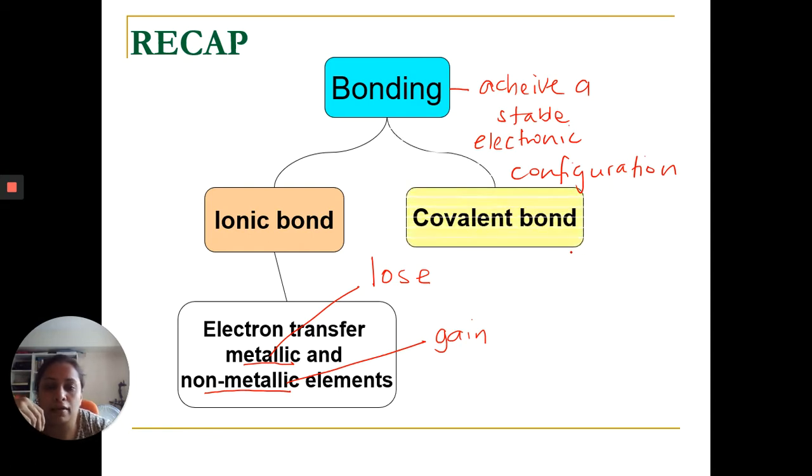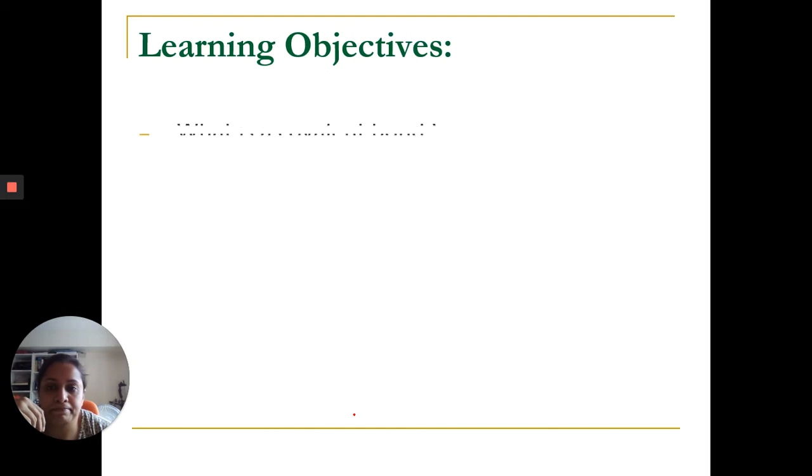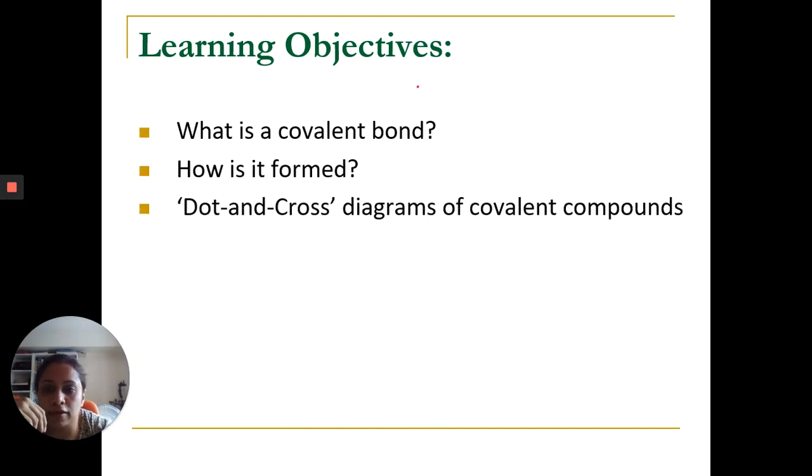Today we're going to look at a second kind of bond, which is known as covalent bond. There is no N, so please do not write convalent. It's just covalent. Co means there's going to be two or more. It's not going to be metals. You will know in a while. This is the learning objective. We're going to learn what is a covalent bond, how is it formed, and of course, like ionic compounds, we're going to draw a dot and cross diagram.